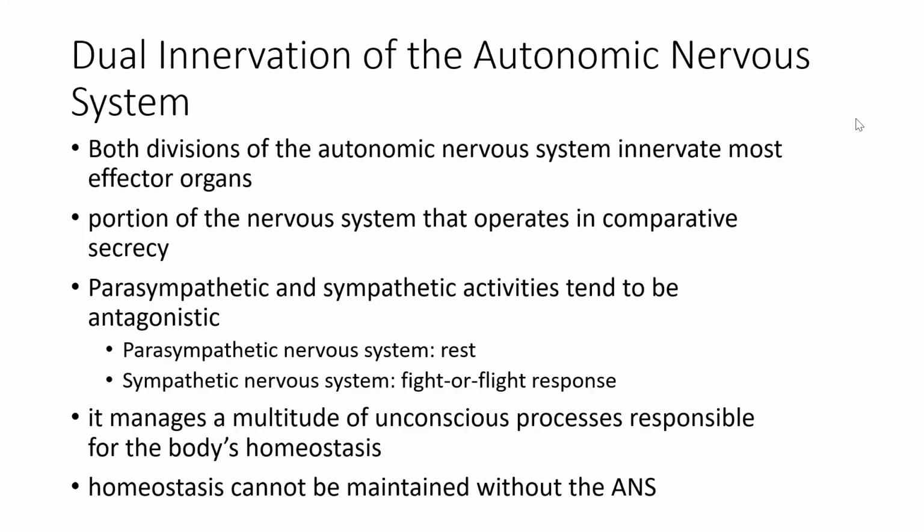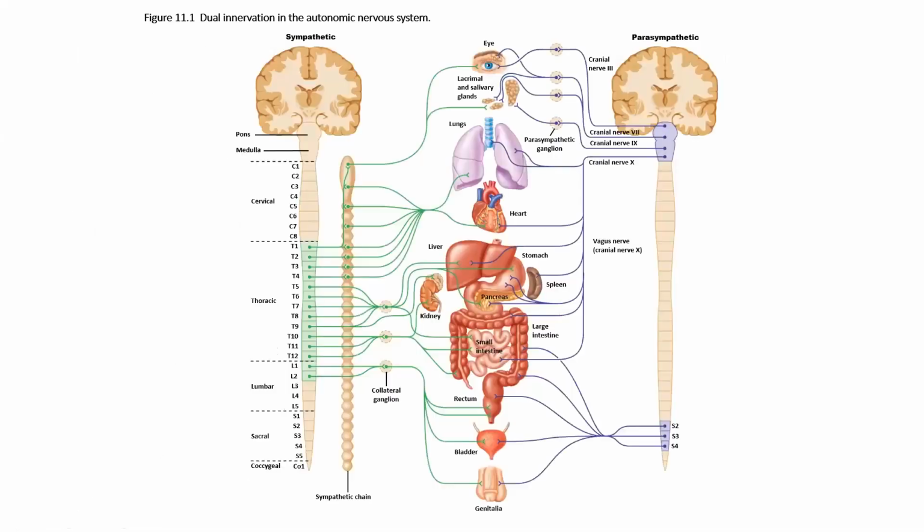Okay, so this controls many, many unconscious processes important for homeostasis. Again, things like blood pressure, heart rate, heart rhythm, etc. And homeostasis cannot be brought about or maintained without the autonomic nervous system. All right, so kind of a mouthful there, but really just setting the tone, setting the backdrop for really understanding this branch of the nervous system and the functional aspect between the two divisions here.